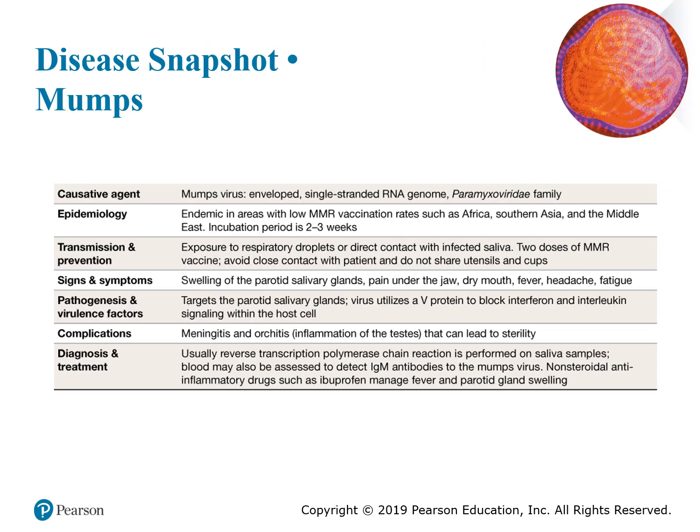So mumps is the infection of the salivary glands, and it's due to exposure to respiratory droplets or through direct contact with this infected saliva. And of course, it's going to cause those salivary glands to swell in the jaw and neck area.